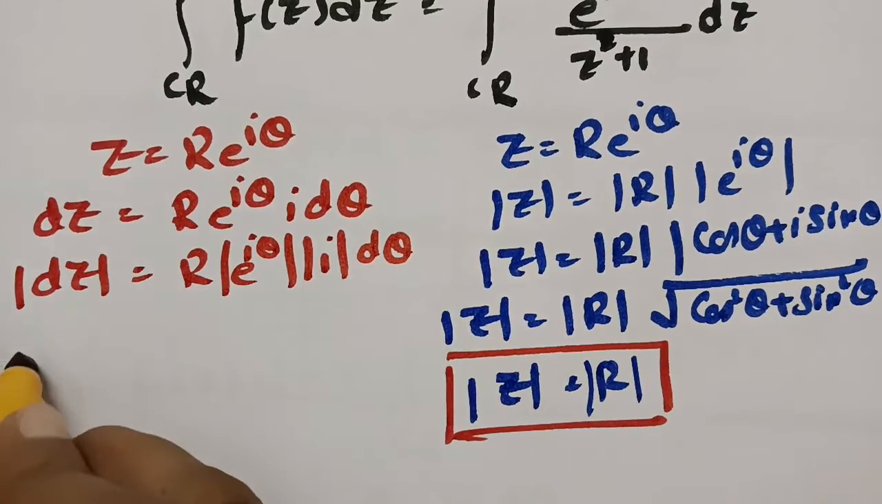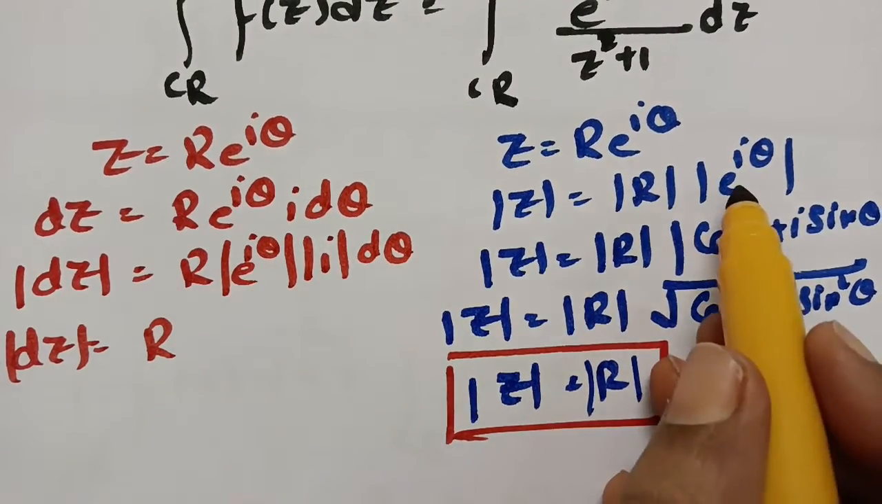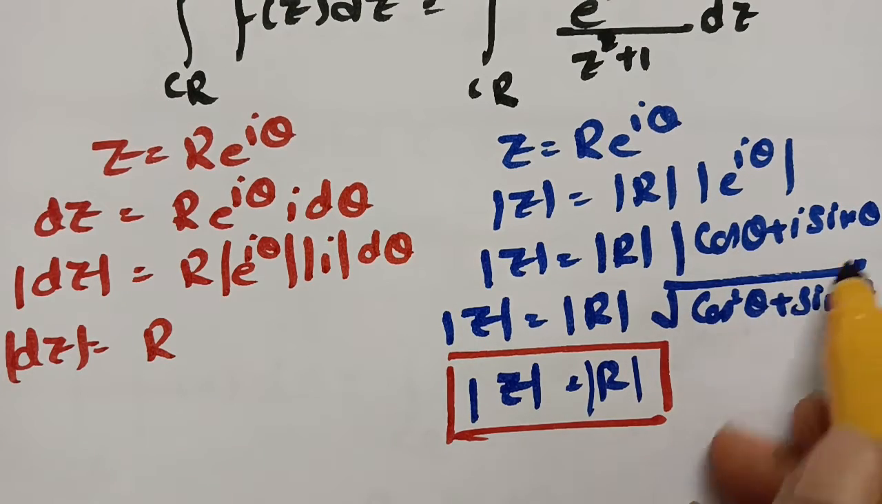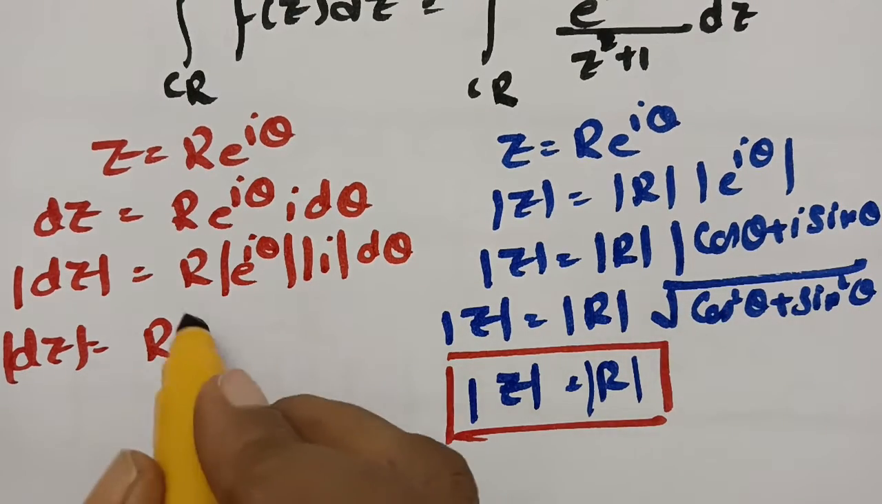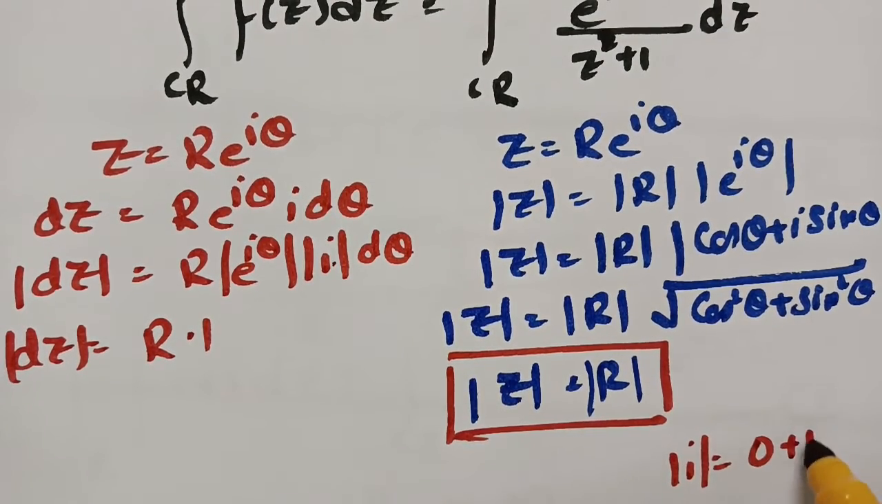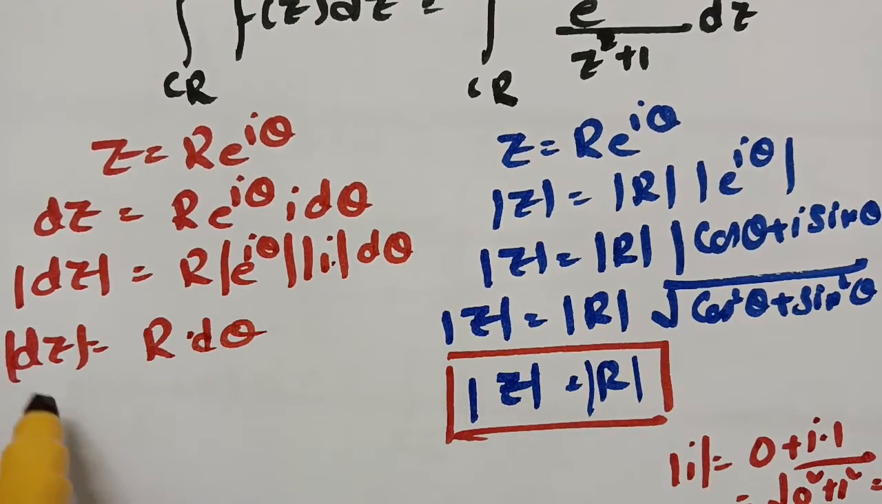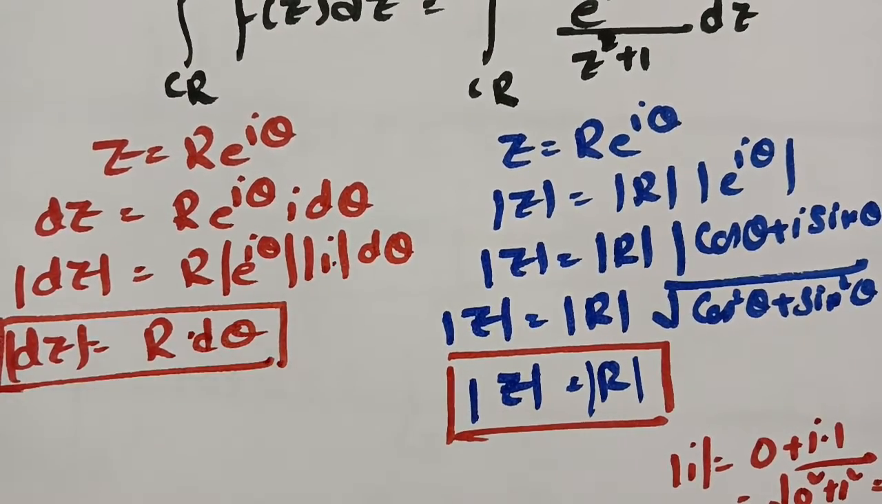So clearly the mod dz value is equal to r times the square root of cos squared theta plus sin squared theta, which is 1, and mod i can be written as 0 plus i times 1. If I take the modulus, this will be the square root of 0 squared plus 1 squared, which is equal to 1, into d theta. So here the mod dz value is also ready.